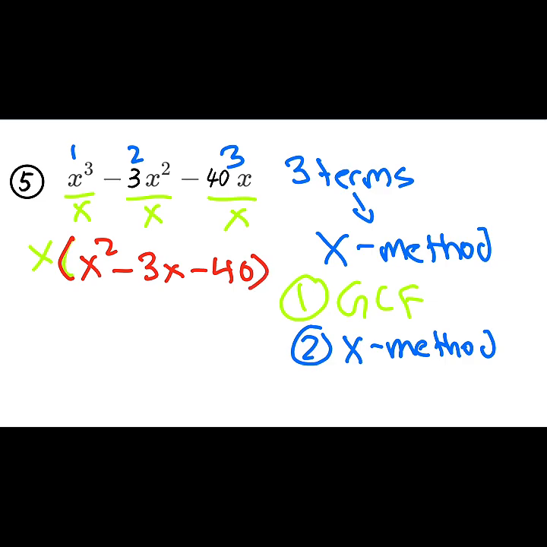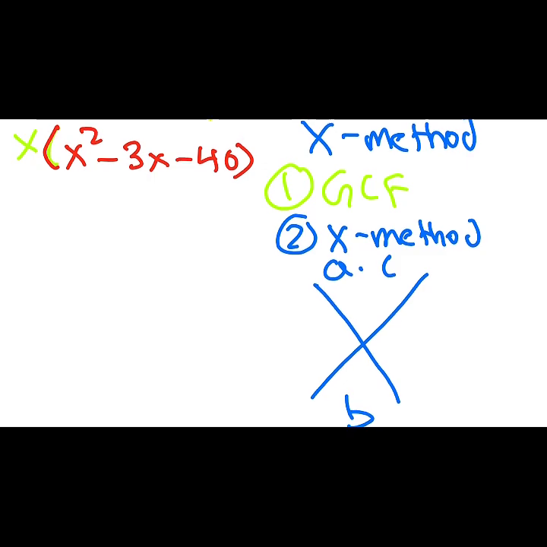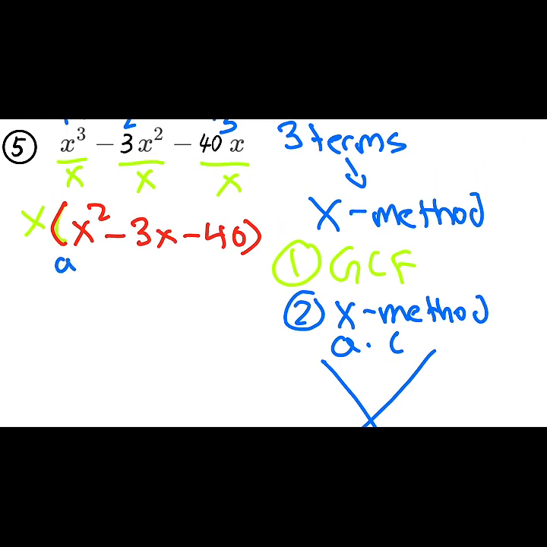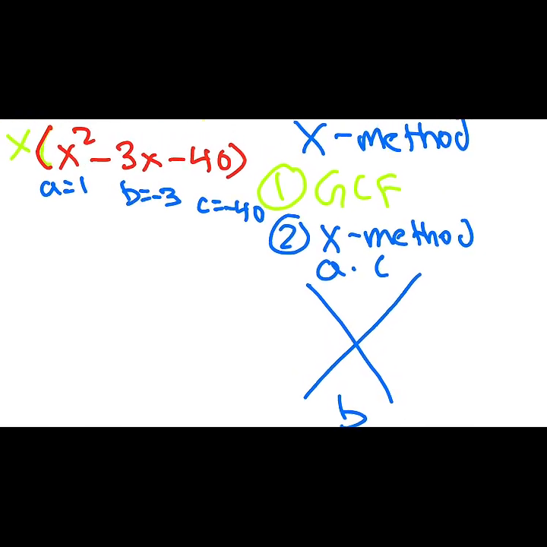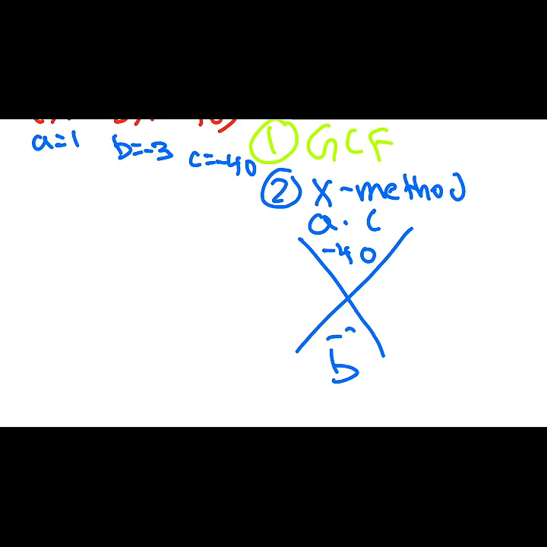Now we're going to do our x method. So we're going to make our big X, like that on here. Top is a times c. Bottom is b. Our a, b, and c values here, by the way: a is 1, b is negative 3, and c is negative 40. So a times c here is negative 40, because negative 40 times 1 is negative 40. Our b value is negative 3.